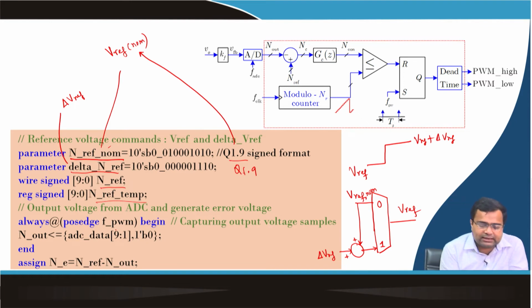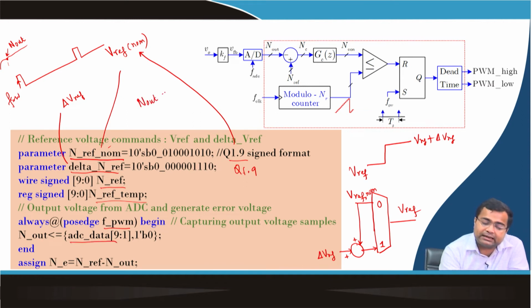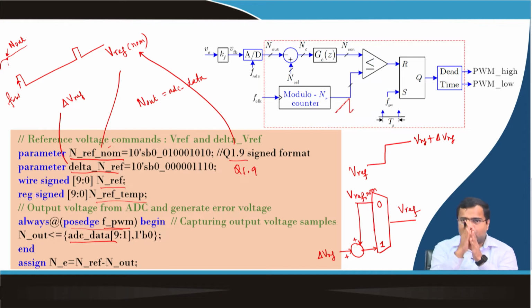Now, at the always block at the switching frequency clock, that means whenever the switching frequency clock comes, this is my FSW clock, at this edge we are capturing the data coming out from the ADC, and this data we are talking about N out. That means N out is captured from ADC data at some instant of time that is defined by the edge of the FSW clock. That means a clock synchronized operation. So, it will take the ADC data only at the rising edge of the switching frequency clock.